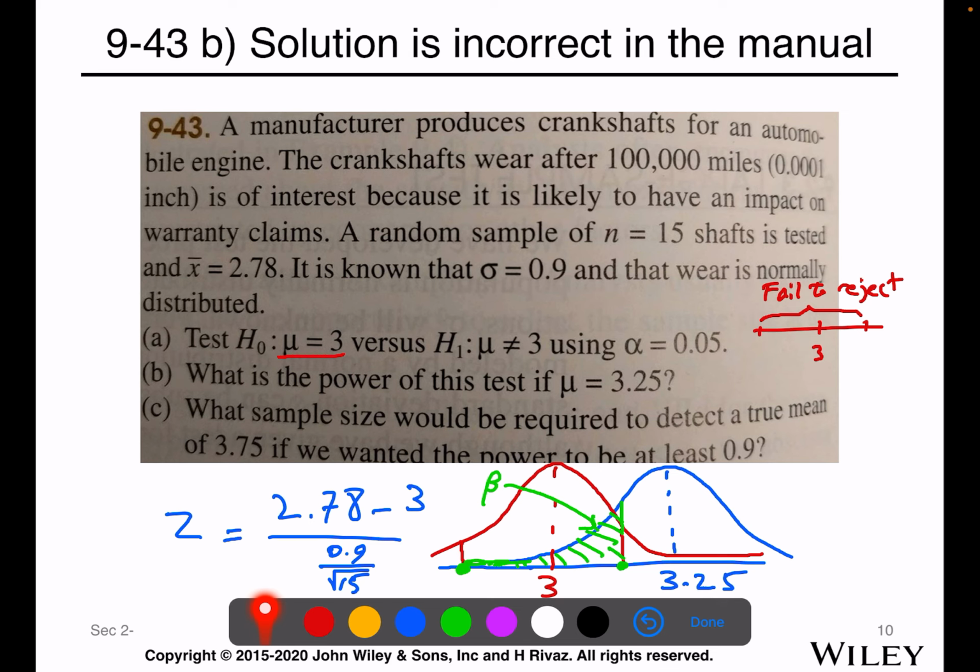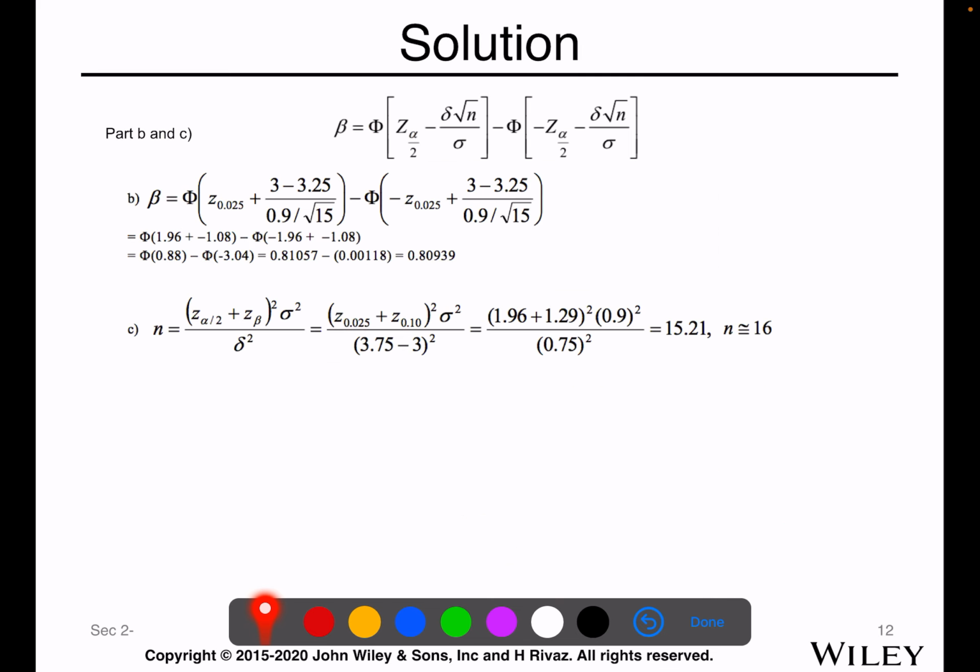Remember we have an equation for calculating beta. This is the equation: z of alpha divided by 2 minus delta, where delta is the difference between the true mean and the mean in the null hypothesis. In this case, it is 0.25 divided by sigma divided by square root of n. So the equation will be z of 0.025, and in this case, delta will be minus 0.25.